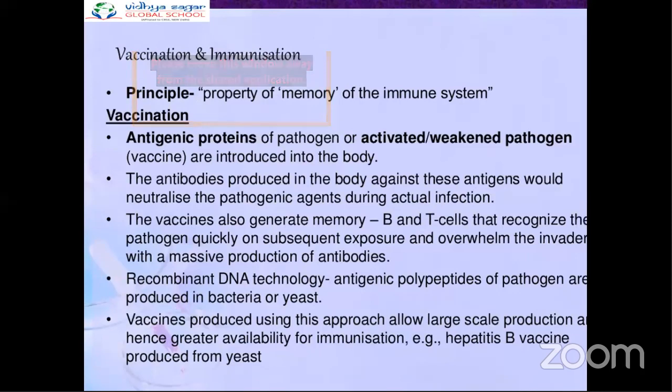So naturally, we are giving a particular weakened pathogen into our body, which will induce B cells and T cells so that your body can recognize it quickly on subsequent exposure and overwhelm the invader with a massive production of antibodies. Another method of producing vaccines is recombinant DNA technology, which we'll study in the biotechnology lesson. Recombinant DNA technology also helps to produce larger amounts of vaccine. One example given here is the hepatitis B vaccine, which is produced from yeast. Vaccines produced using this approach allow large-scale production and hence greater availability for immunization. You will get this as an example in a 1 mark question: hepatitis B vaccine, which is produced from yeast.